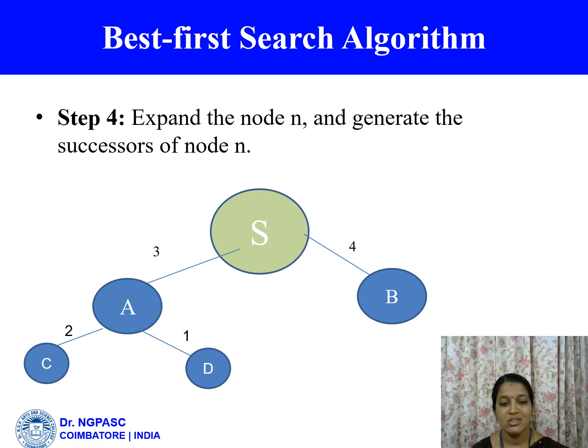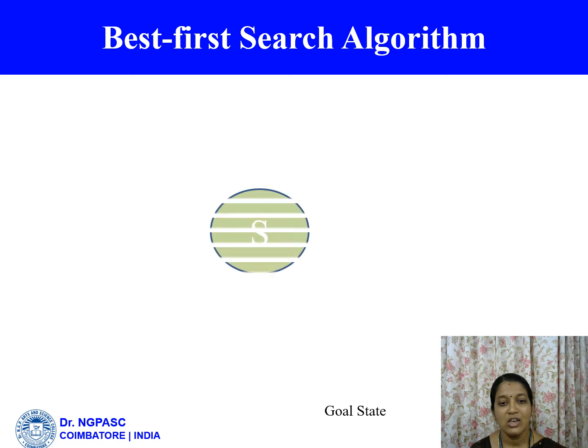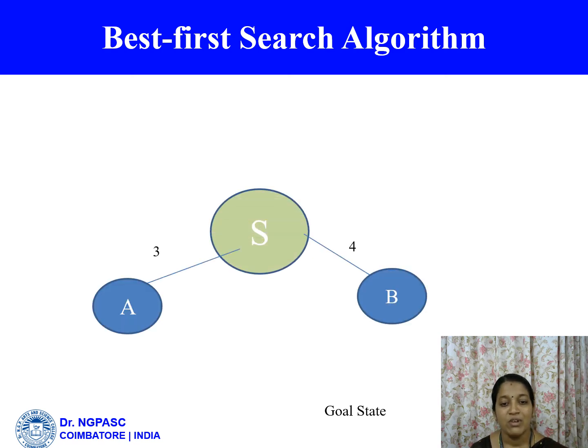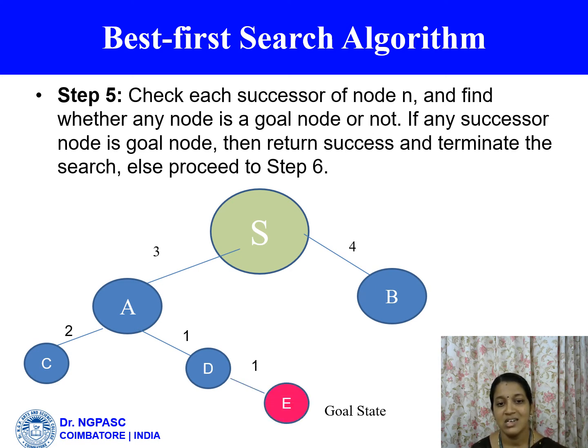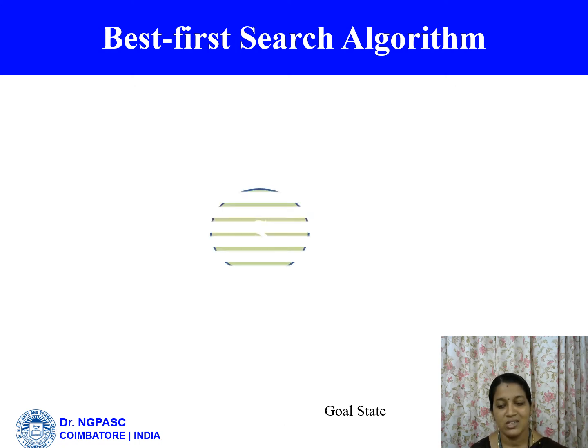This process can be repeated until we reach the goal. Let us see step 5. From S to A, the starting node, we have a successor node A to B, and we find whether any node is a goal node or not. If any successor node is a goal node, return success and terminate the search. Else, proceed to step 6.